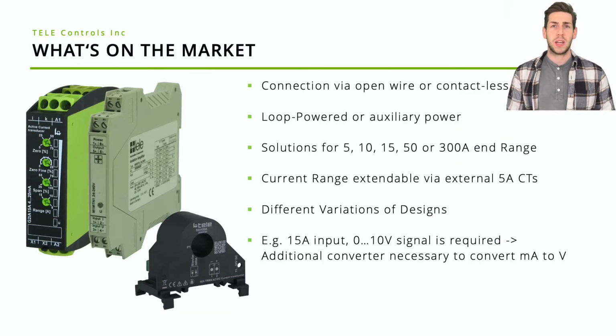Now, if we look at all the components that are out there on the market, there are some that are loop powered, there are some that need an auxiliary voltage to operate, but most importantly, most of the solutions out there on the market only have one analog output. So that means you can only translate your measured current into 4 to 20 milliamps or 0 to 10 volts. That could also mean you might need an additional transducer unit to help you translate the signal to what you actually want it to be.